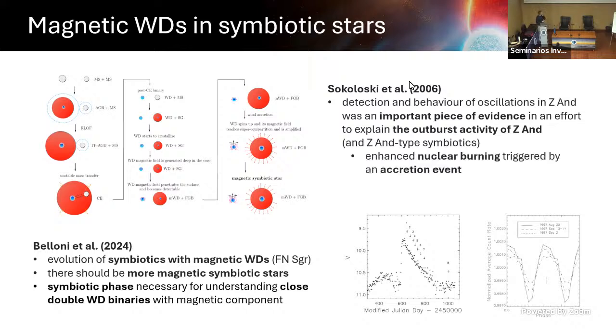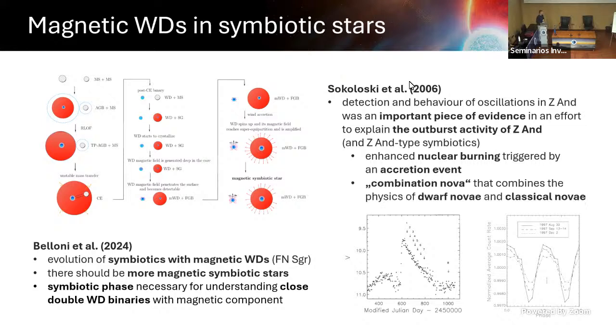explanations was that it is a kind of thermonuclear runaway, which is started by an accretion event in the disk. They call that a combination nova. So it's a kind of combination of dwarf novae and classical novae. And for this theory to work, we should explain the variability of Z Andromedae, this 28-minute periodicity, as rotation of a white dwarf.